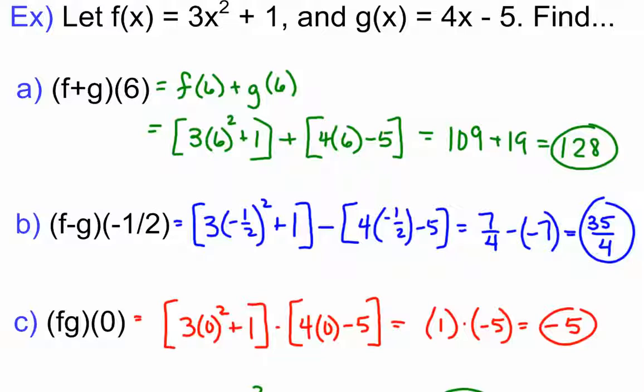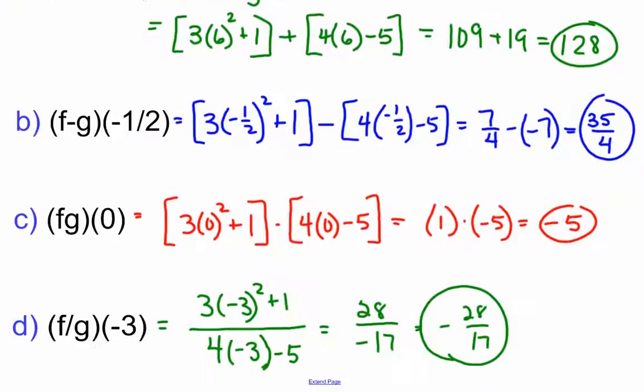And then the very last one, if I can scroll down here, is a division problem. F slash g, so that means f on top of g. So you plug the negative 3 into the f rule, the negative 3 into the g rule, put that in the denominator, simplify each part, and then, well, it doesn't reduce at all, but I know a positive divided by negative is negative, so I make my answer negative 28/17.